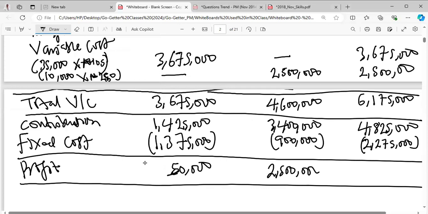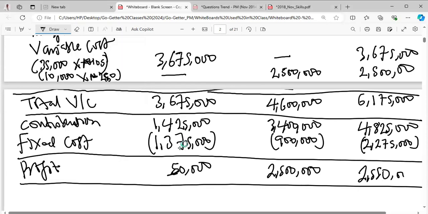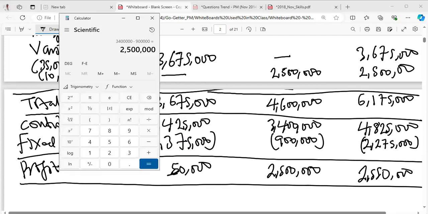2,500,000. Okay, so let's see the total profit for the group. 4,825,000 minus 2,275,000. That gives us 2,255,000, which is correct. 2,555,000, yes. 2,550,000, sorry. 2,550,000. So that's the correct thing.